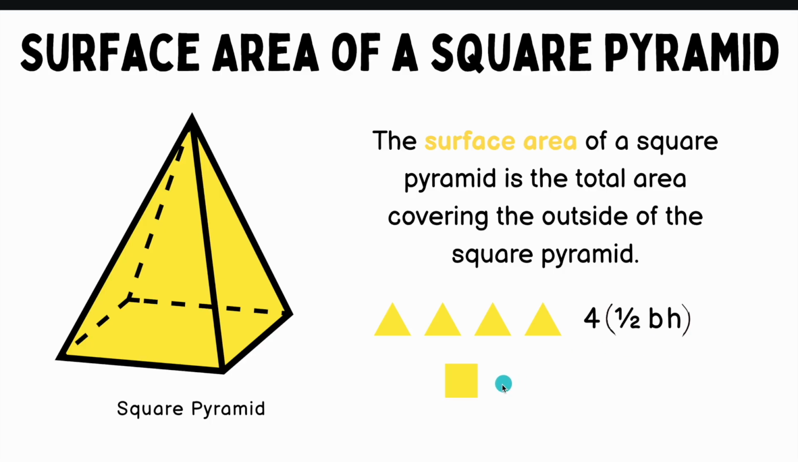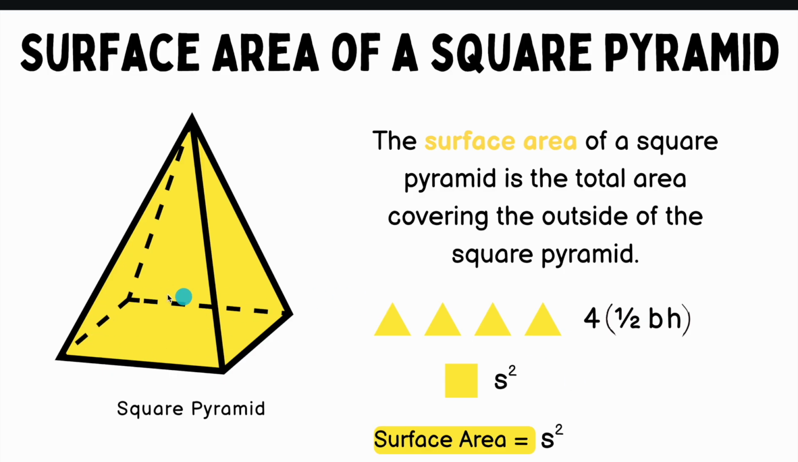And then we have the square base. We know to find the area of a square, we just have to take this side length and multiply it by this side length. But since they're the same length, we can just say side length squared. So let's put the formula together. Surface area of a square pyramid equals s squared for the square base.